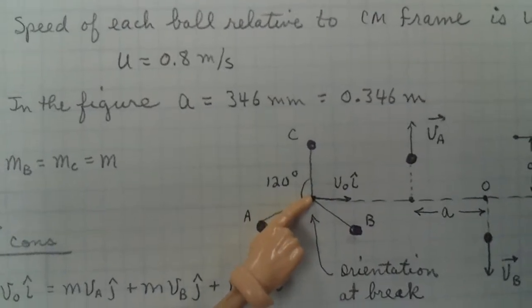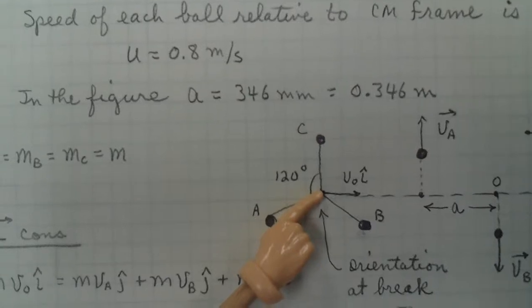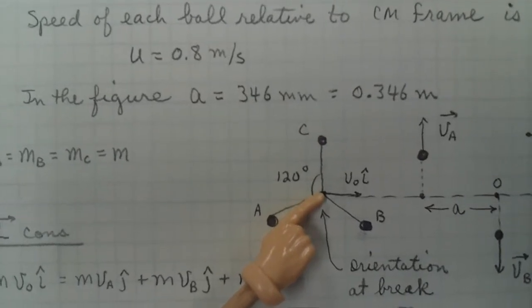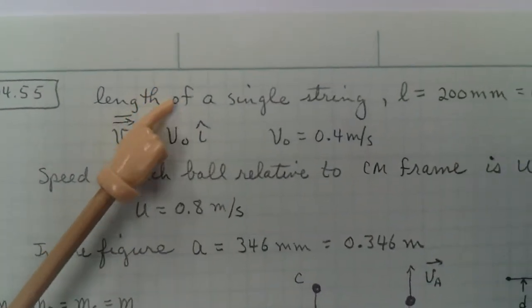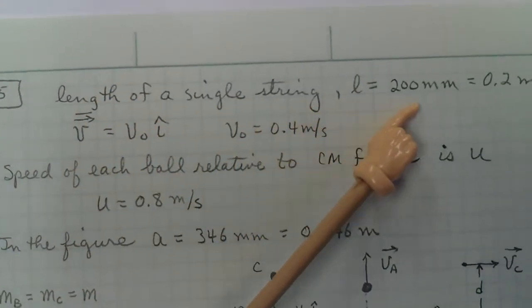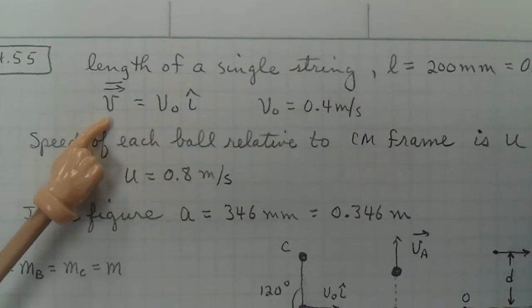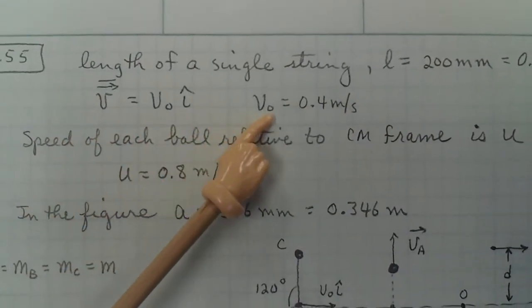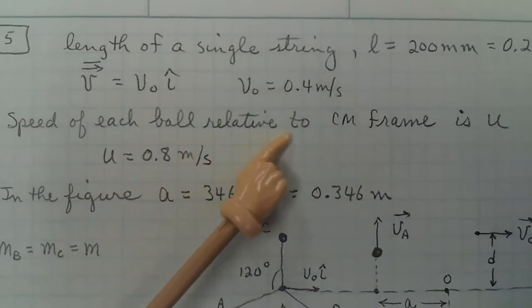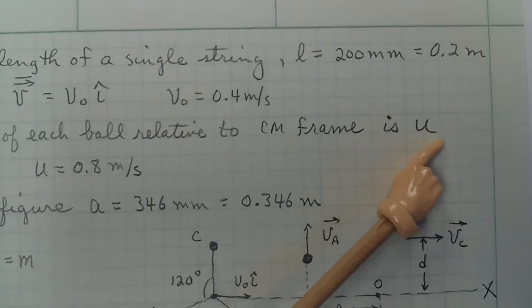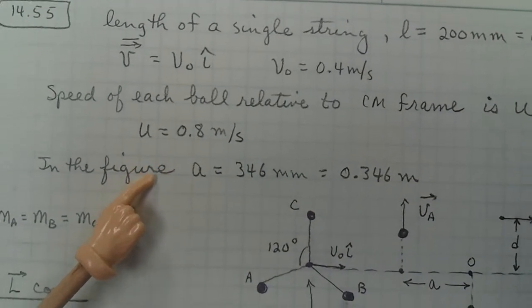Since there are no external forces acting on this, or no external impulses or angular impulses, then we have conservation of linear momentum and conservation of angular momentum. The length of a single string L is 200 millimeters, which is 0.2 meters. The velocity of the center mass is v naught i, and v naught has a value of 0.4 meters per second. The speed of each ball relative to the center mass frame is going to be called u, and u has a value of 0.8 meters per second.